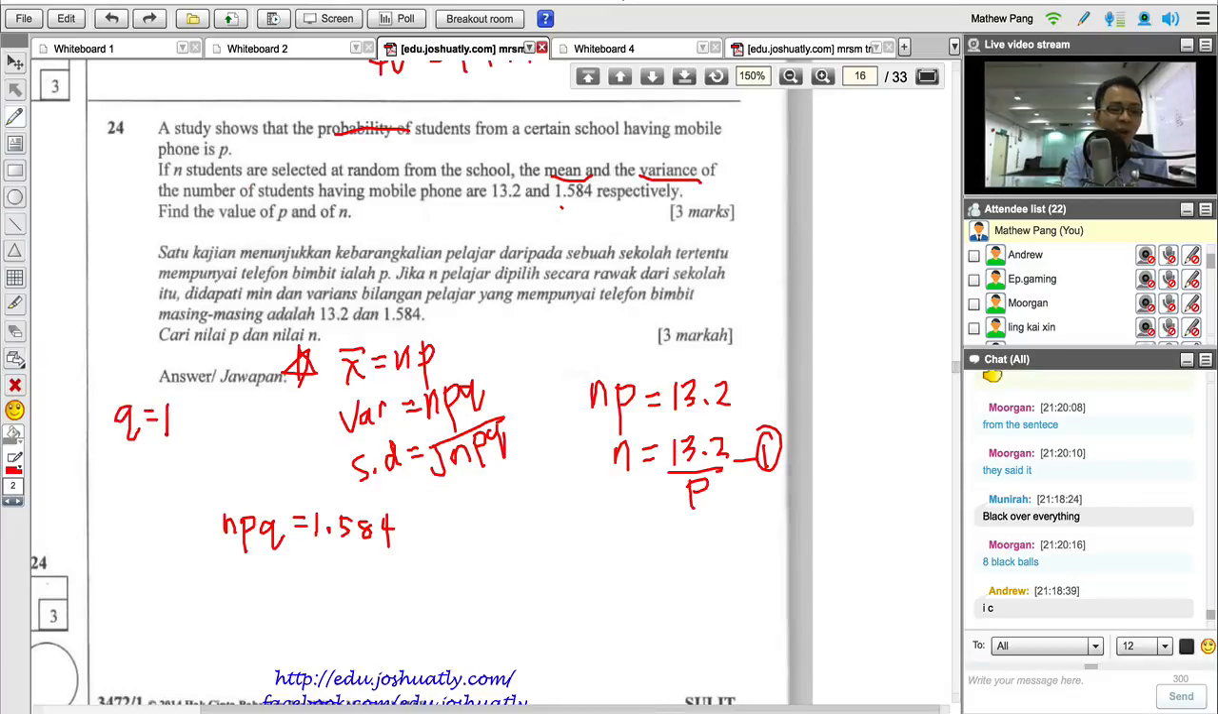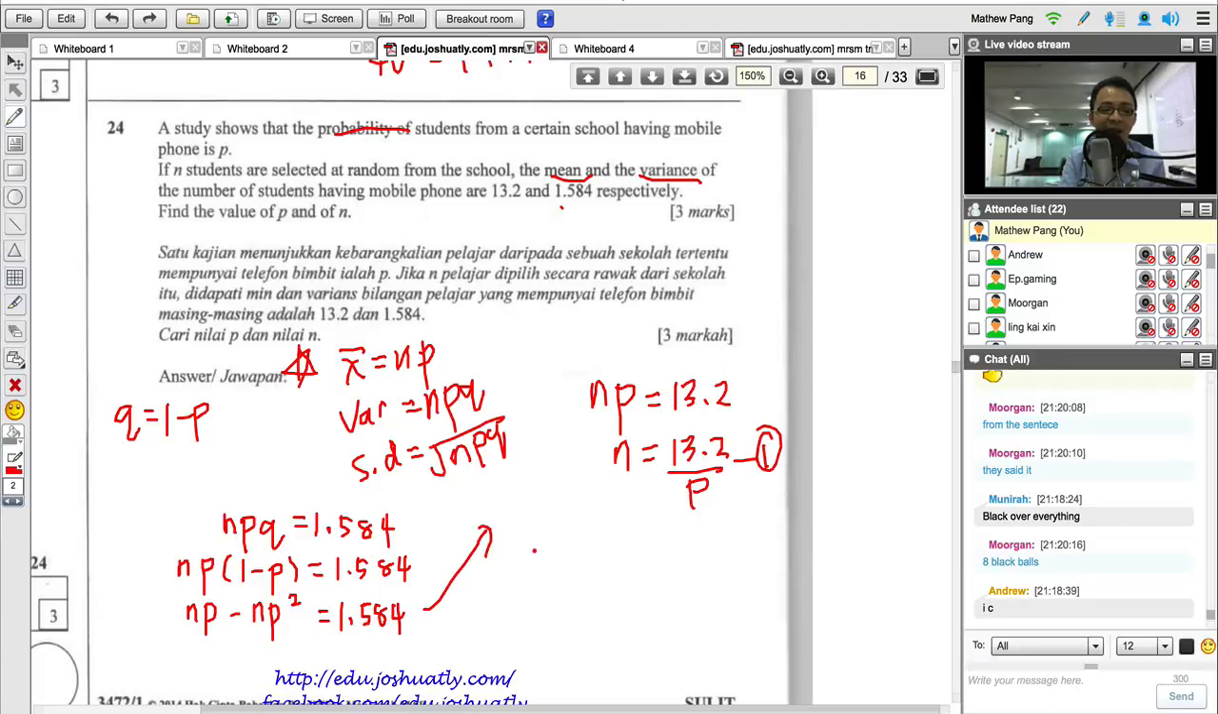So it equals 1.584. So this is np minus npq, minus np squared. I just multiply np into both. It equals 1.584. So I substitute the n into here: 13.2 over p times p, minus 13.2 over p times p squared, equals 1.584.